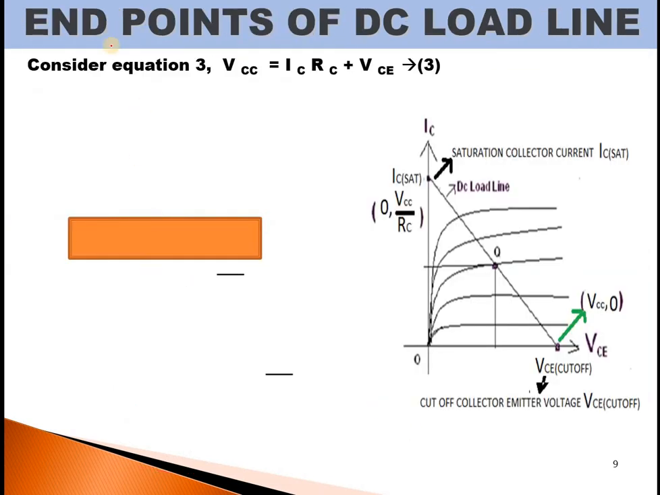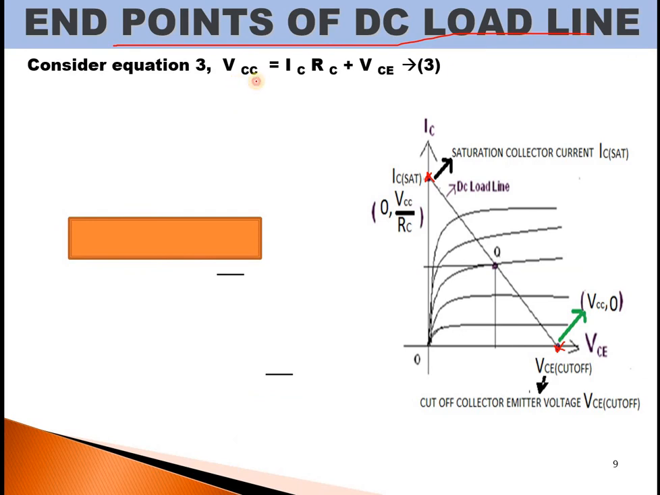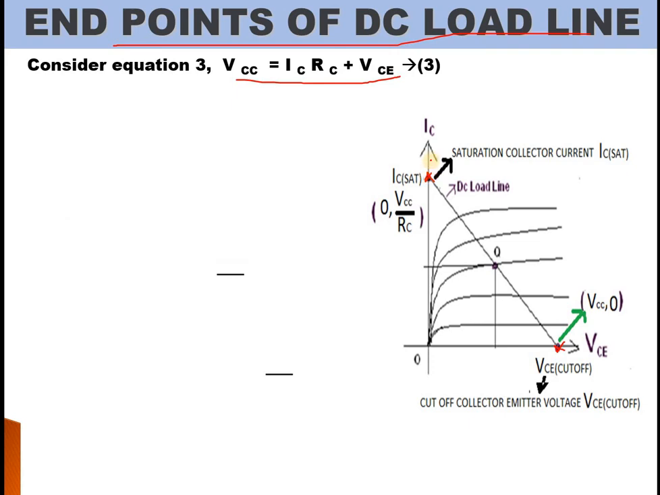Next, end points of a DC load line. I have just proved that the DC load line is a straight line. Now I need to calculate these 2 points. Remember, I am taking this equation 3 here now, the same equation. How do I get this point? It is exactly on the y-axis. I'll get the y-axis point when I make the x-axis value 0. The x-axis is VCE. If I make VCE 0, I will get IC saturation in this equation. Instead, if I make IC 0, I will get VCE in this equation.